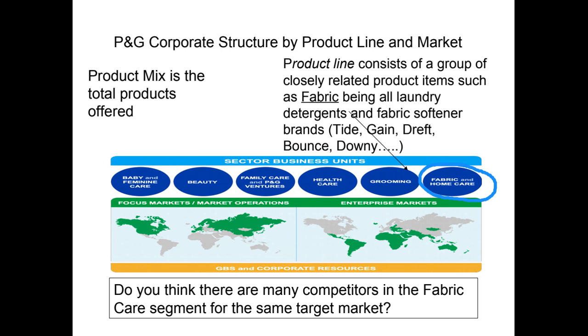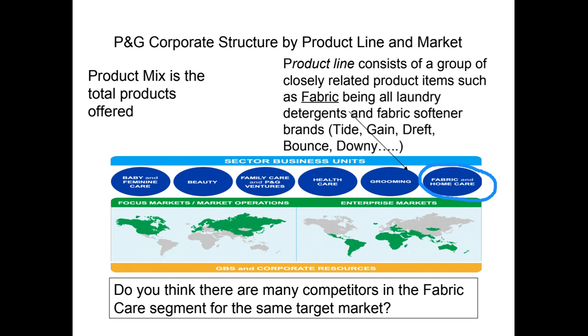So that being said, healthcare and grooming are all on their own because they've got enough going on, and they're different enough in terms of that product. So fabric is a product line of closely related items. If we were to look at all of the brands in the fabric product line of Procter & Gamble, we'd see things like Tide, Gain, Draft, Bounce, Downy, and many, many more, right? There's more than dozens when we look at globally what Procter & Gamble offers in that fabric line.